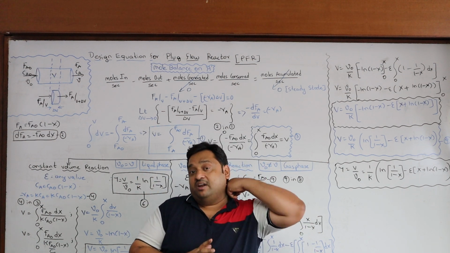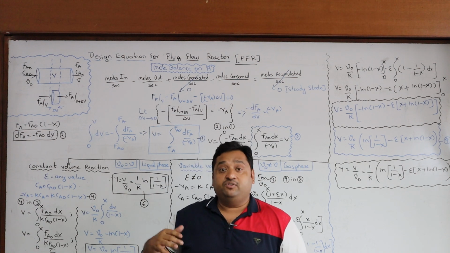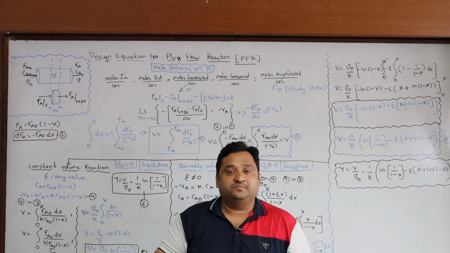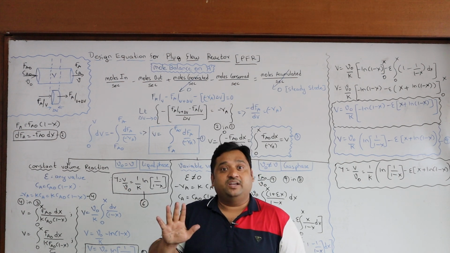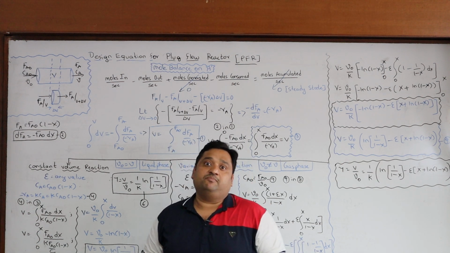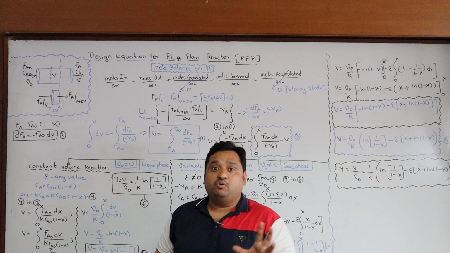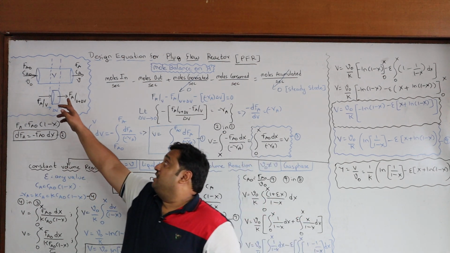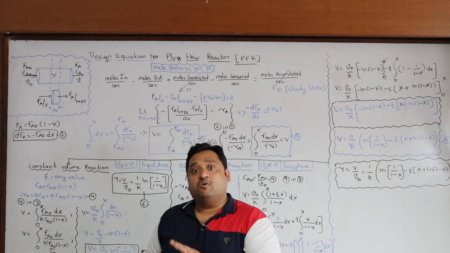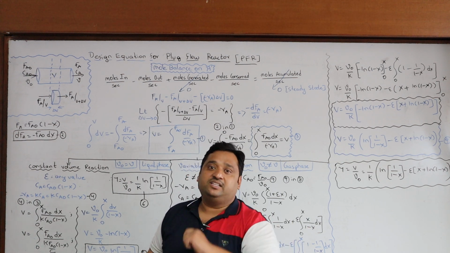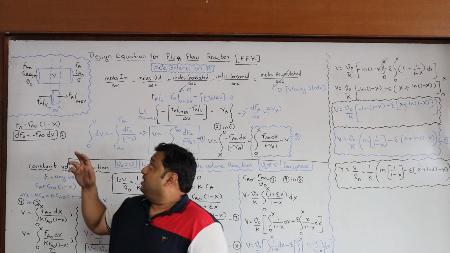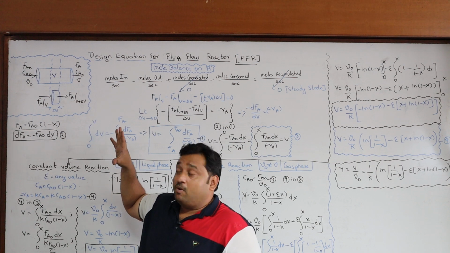That is why whenever you see the design equation for the plug flow reactor in future, the integration symbol will come. In the CSTR there is no integration because at every location the concentration is the same. That is why you do not have to average the concentration. Here, because the concentrations are different at different locations, you have to take the average. That average is nothing but the integration. So let us proceed. There is a different way to approach this problem.